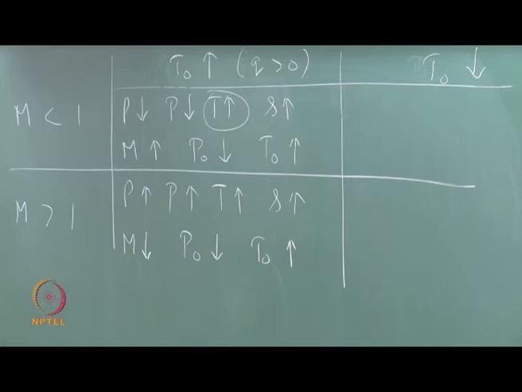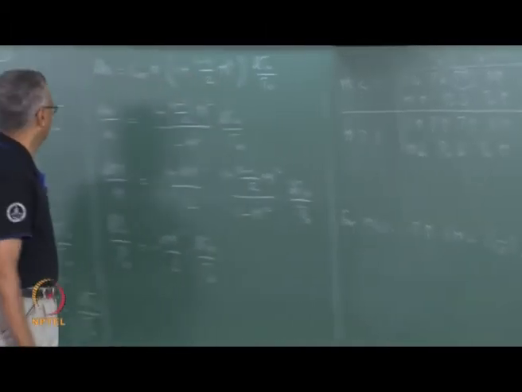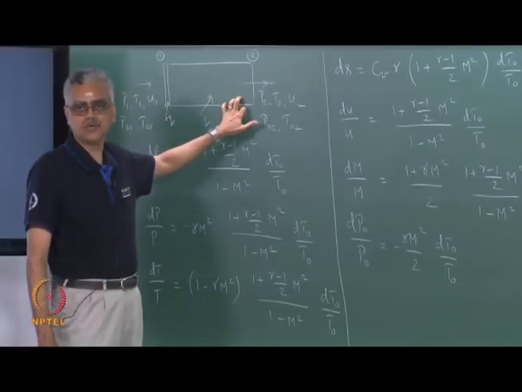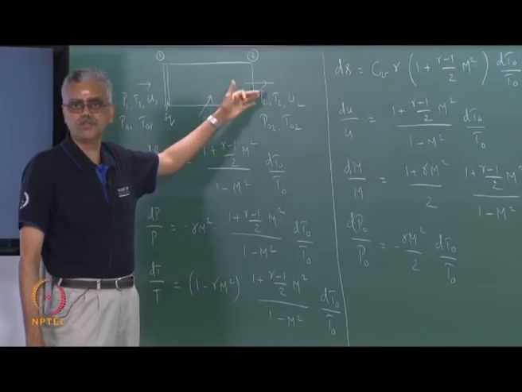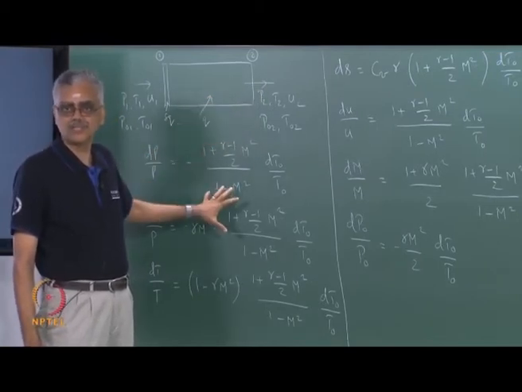So, if I summarize what we have said here, heat addition to a subsonic flow increases the Mach number. So, if the fluid enters the duct let us say at Mach number 0.4, then when it leaves the Mach number is going to be 0.5, 0.6 depending upon how much heat we add and the mass flow rate. This is all for a fixed mass flow rate.